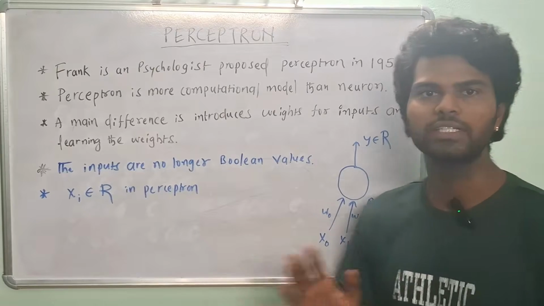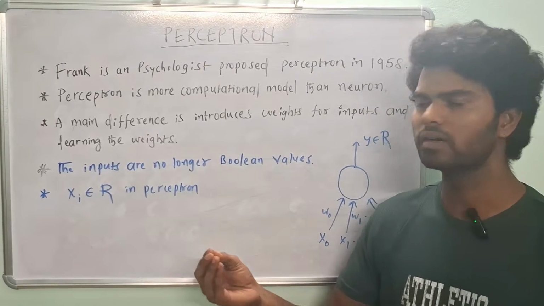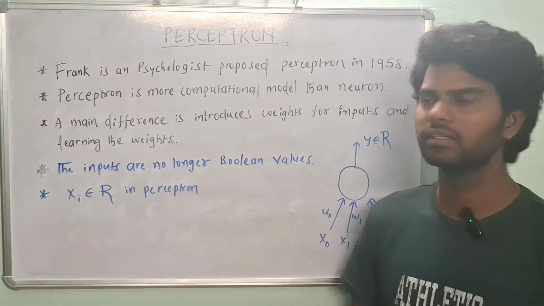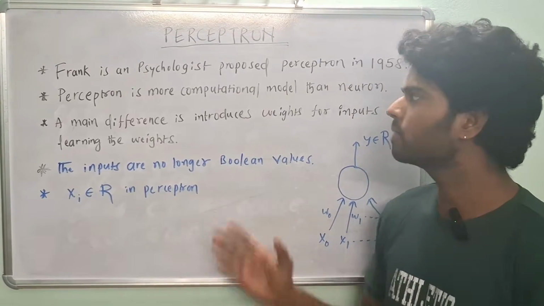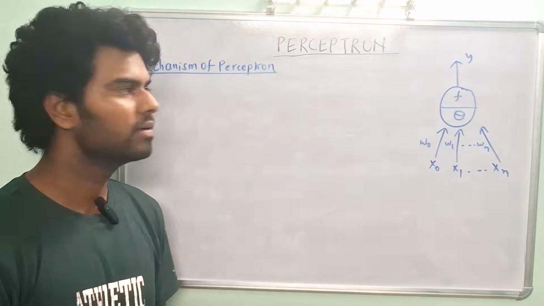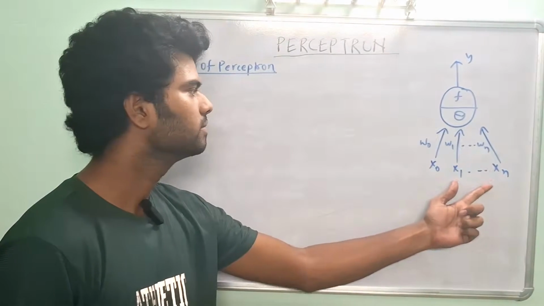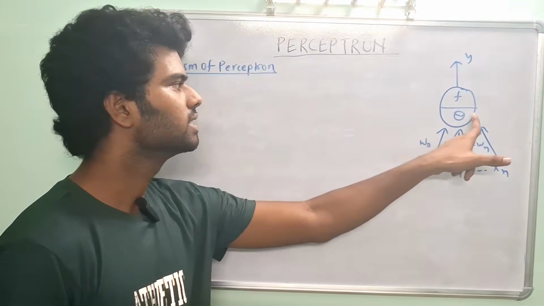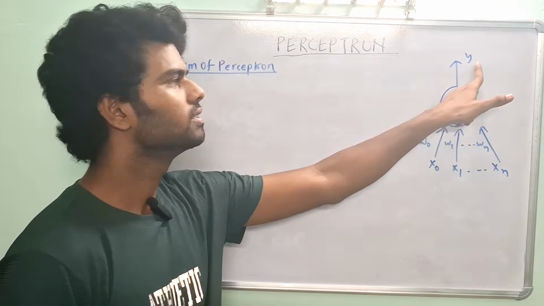Now we will discuss by using the example of the logic gate, the OR gate. Now we will discuss how the OR gate will work by using perceptron. So now we will see the mechanism of perceptron. Here these are inputs, these are weights, this is a threshold value, this is an f function, this is the output.